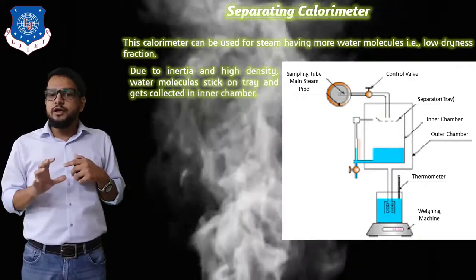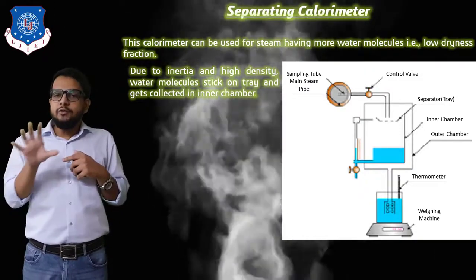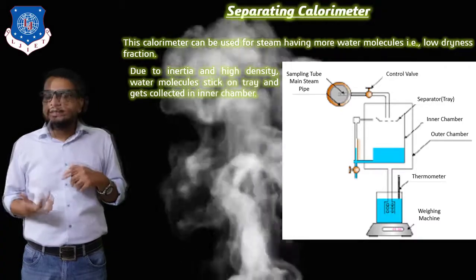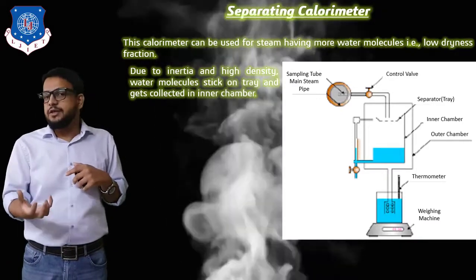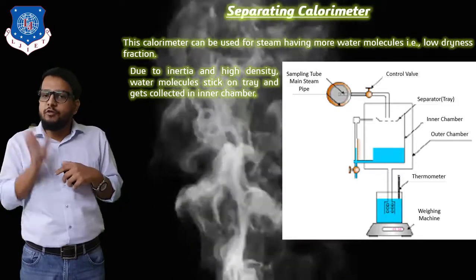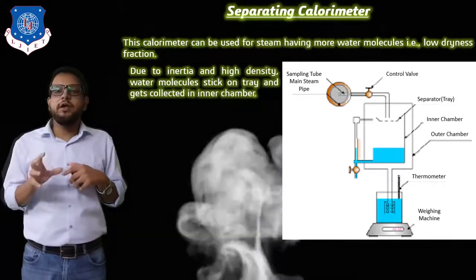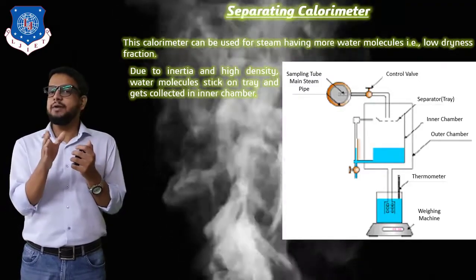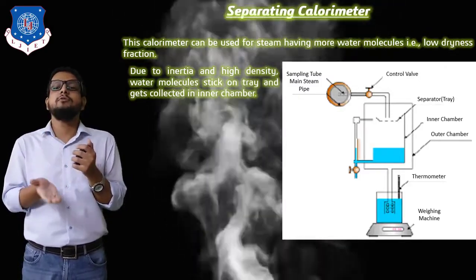Now what is going to be done? The bucket weight can be easily determined by placing it on a weighing machine, right? So the mass of the dry steam which has been condensed can be obtained by subtracting the mass of the water which was already present. Similarly, we can obtain the mass of water molecules separated in the inner chamber by making use of a scale.